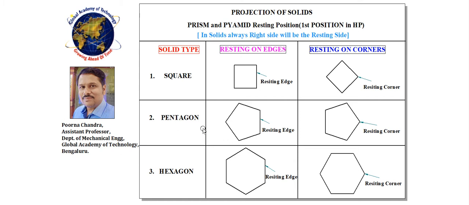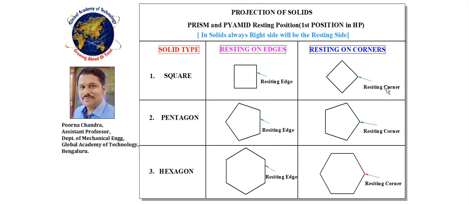Similarly, if a pentagon prism is resting on one of its edges or sides, then the edge or side should come on the right side. Similarly, if the pentagon prism is resting on a corner, the corner should come on the right side. This is the first position you need to draw in problems. Similarly for hexagon, if a hexagon prism is resting on one of its edges or sides in first position, then draw like this, so the right side edge should come. If the hexagon prism is resting on one of its corners, then the right side corner should come.